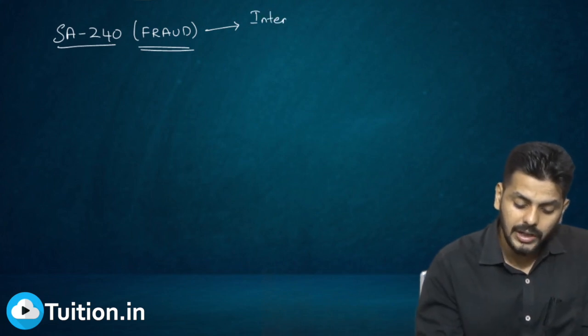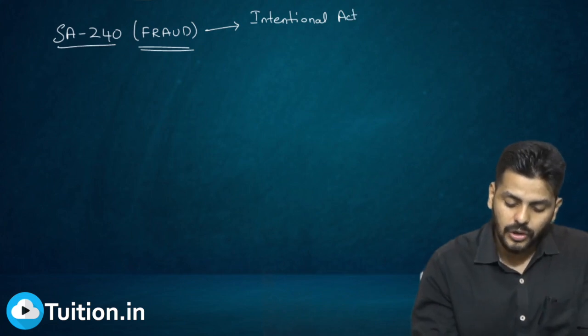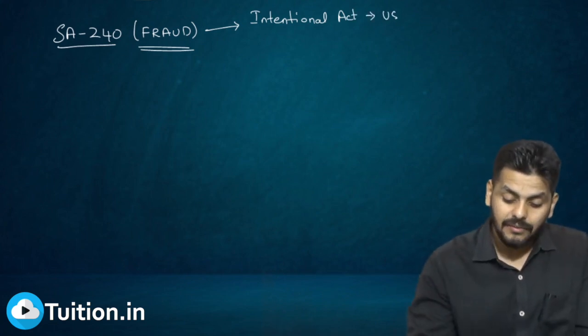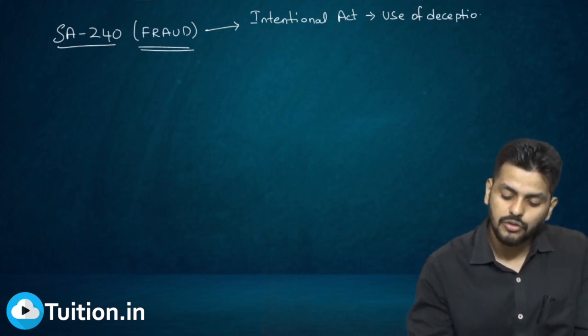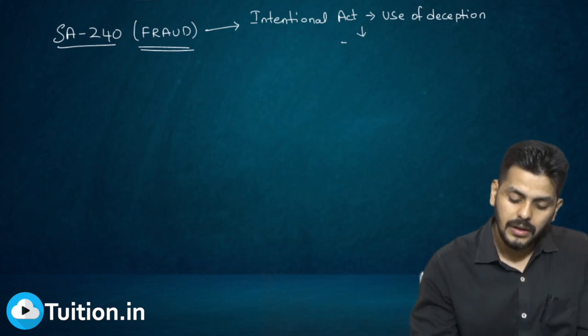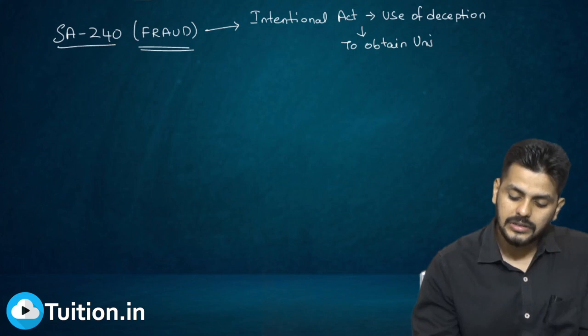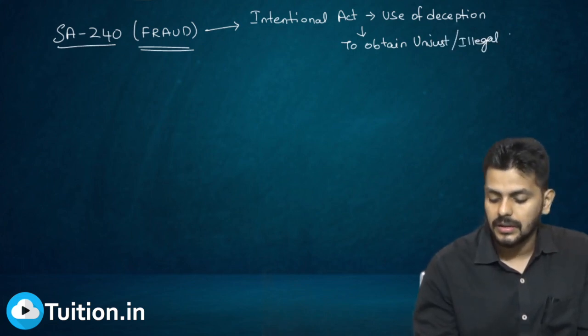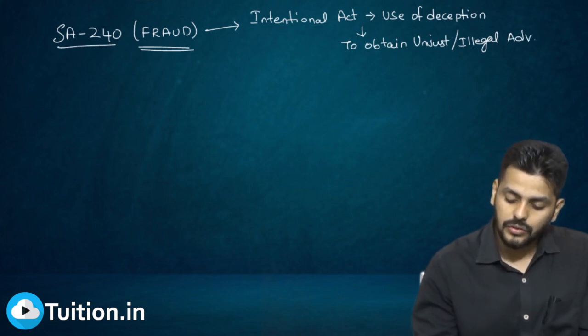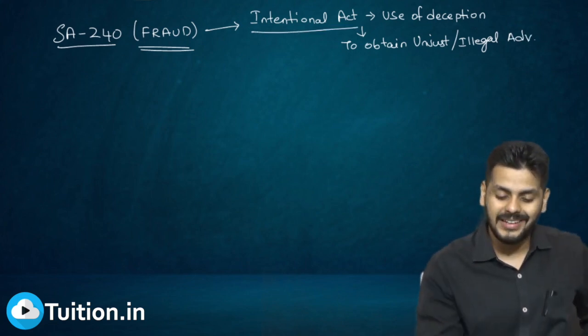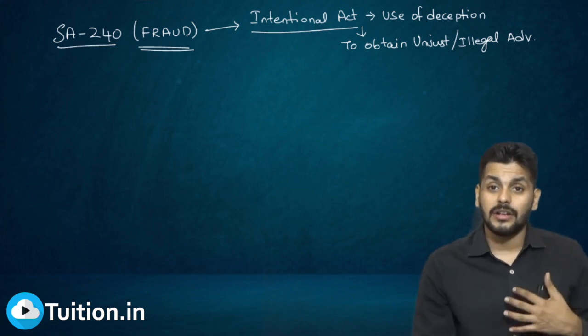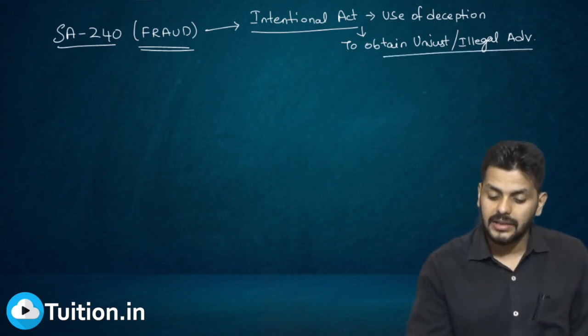Fraud is an intentional act whereby use of deception, that is cheating, is made to obtain an unjust or illegal advantage. So fraud is an intentional act of using deception, that is cheating, to obtain an unjust or an illegal advantage.